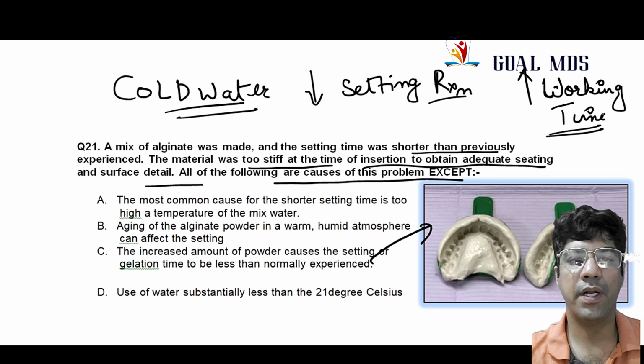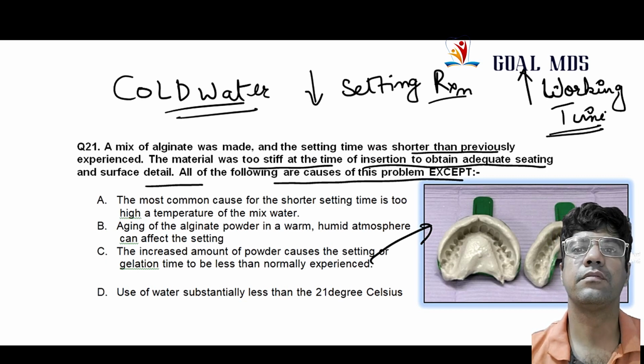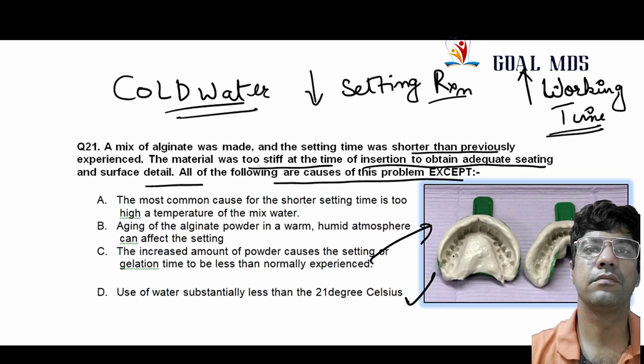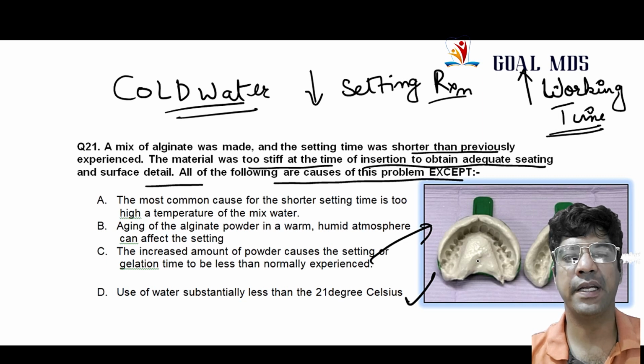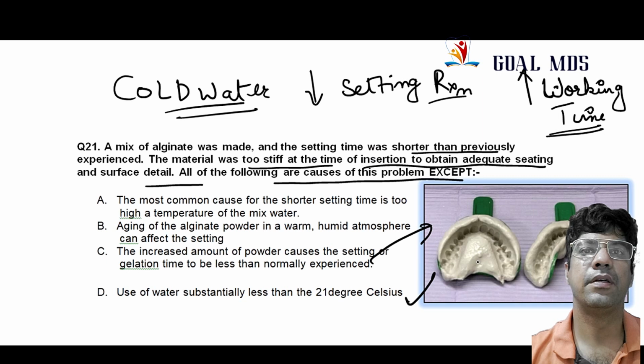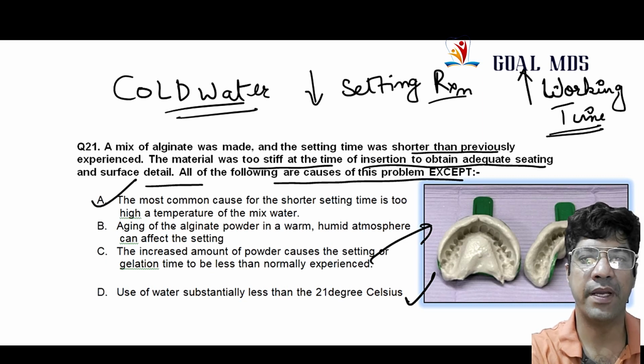So using water at a lower temperature can cause the material to be fluid at the time of insertion rather than too stiff. The other statements correctly identify causes of shortened setting time for alginate. The second option is the aging of alginate powder in a warm, humid atmosphere. It can affect the setting. The increased amount of powder causes the setting or gelation time to be less than the normal experience.